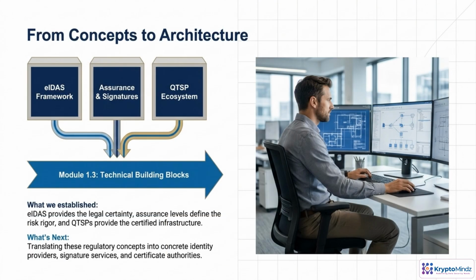Let's lock in the big picture. eIDAS gives you the legal framework. Assurance levels tell you how much trust you can place in an identity or signature. And QTSPs bring certified infrastructure. Your next step is to turn those ideas into concrete components in your architecture diagrams.